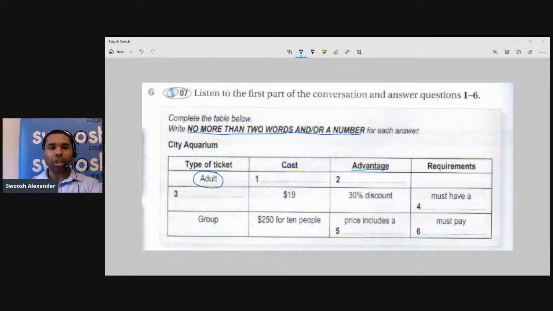Right. Okay, so we have the answer already to the first question. Did anybody hear it? If you did, share it in the chat. What is the cost for an adult admission?